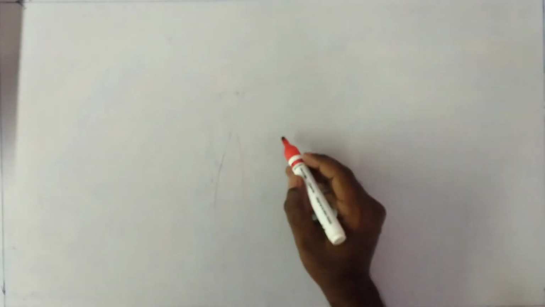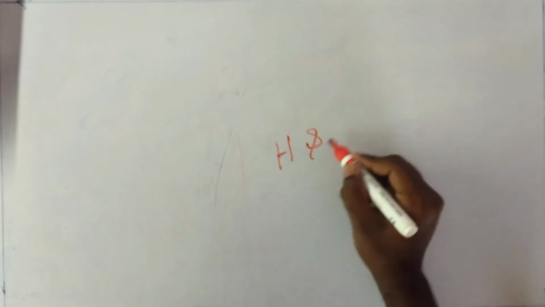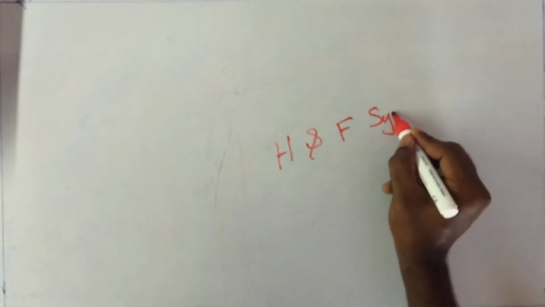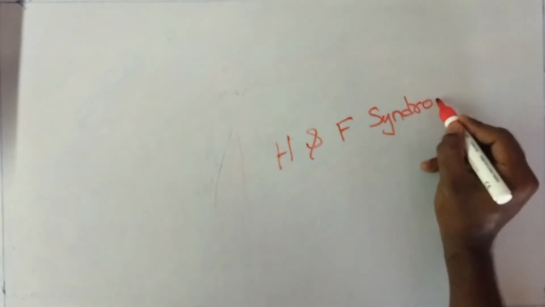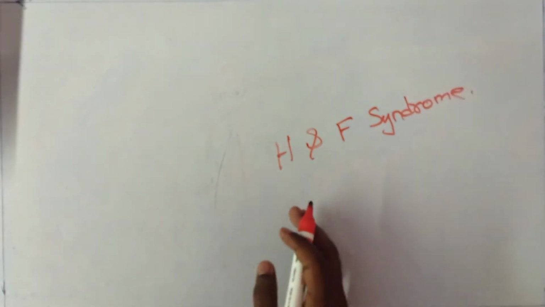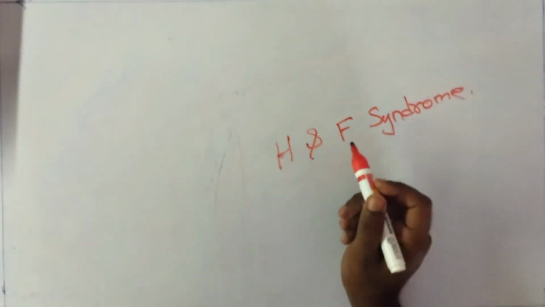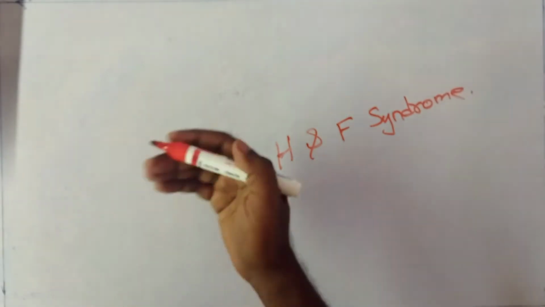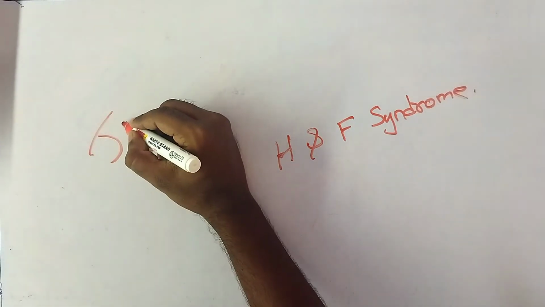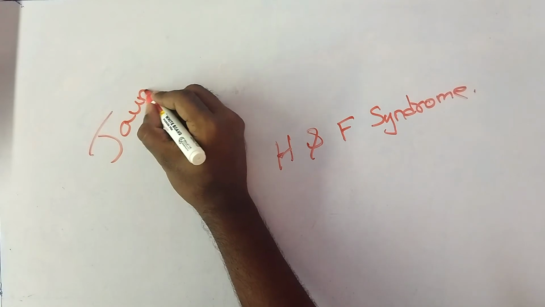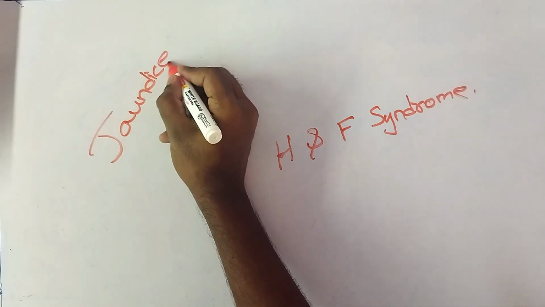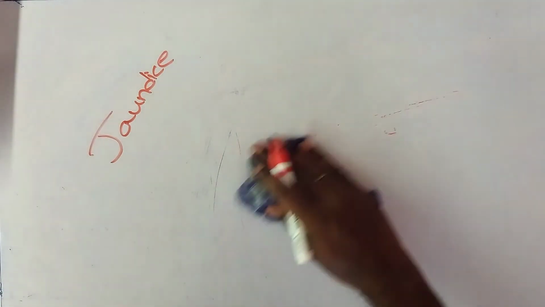This disorder is known as hand and foot syndrome. Next, jaundice may occur in these children. Jaundice is very common in these children, so we should be aware of those children. If we don't take any care of those children, there may be death.